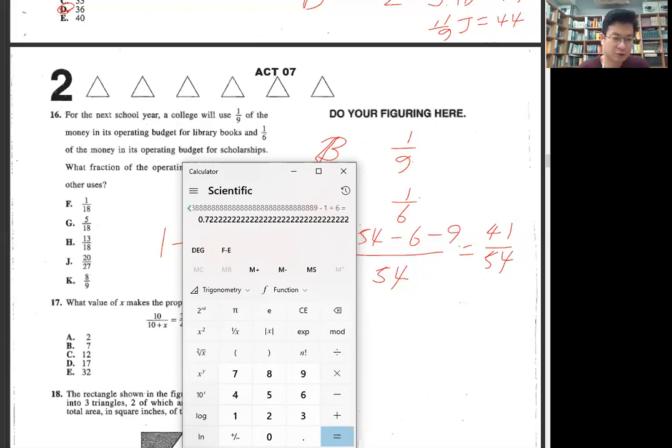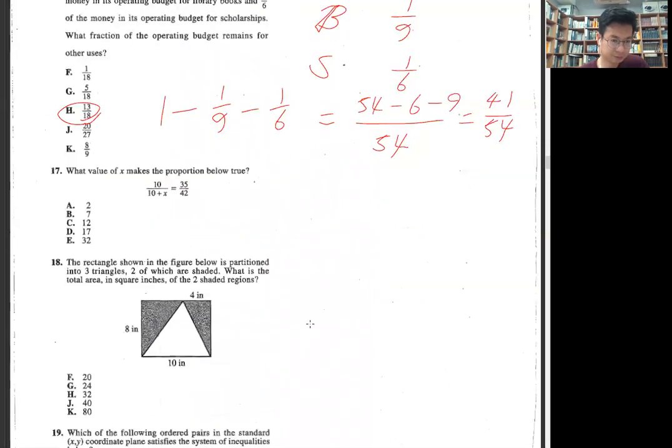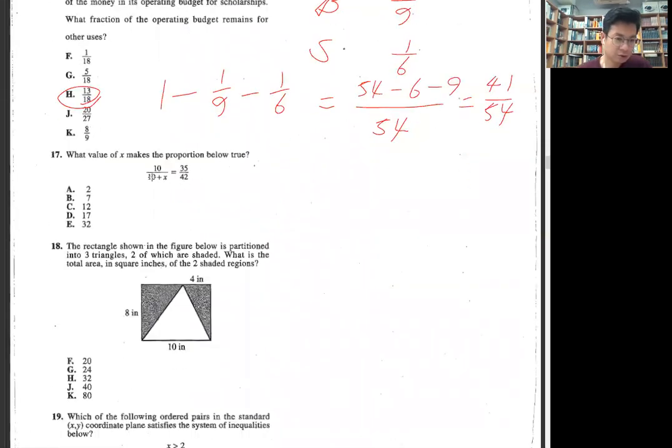Looking for 0.722. Looks like 13. Yeah, 13 over 18. True. Cross multiplication. 420 equals 50 plus 35. 35x is 70, x is 2.